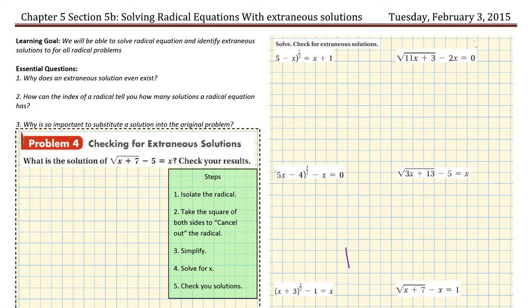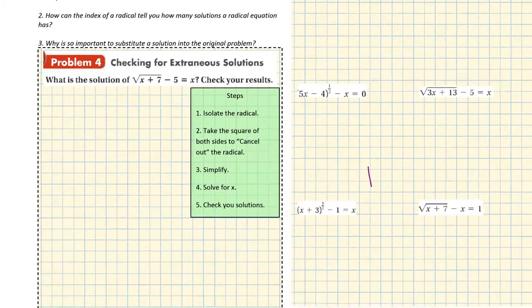So today we will be able to solve radical equations and identify extraneous solutions for all radical problems. And in this case, I'm going to show you how to do this by using the square root of x plus 7 minus 5 is equal to x. Okay? So let's go ahead and begin. Let me zoom in.